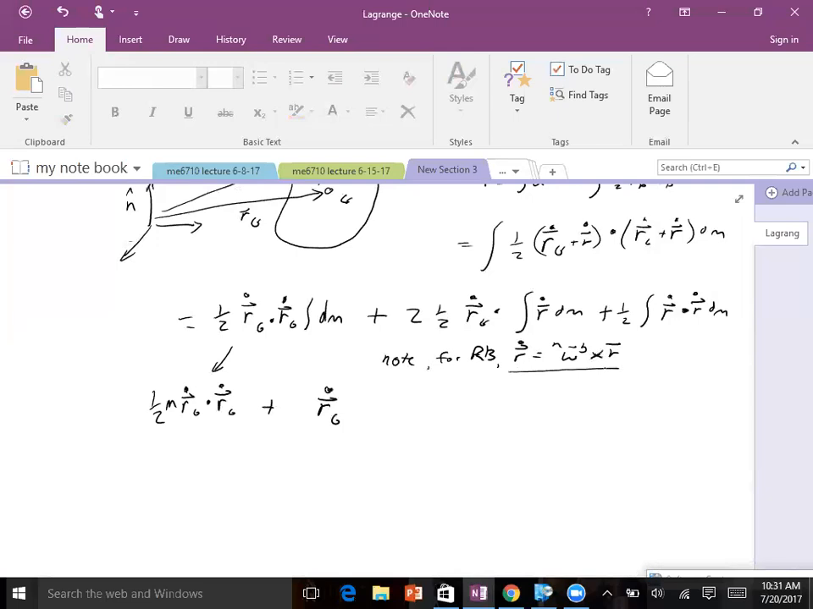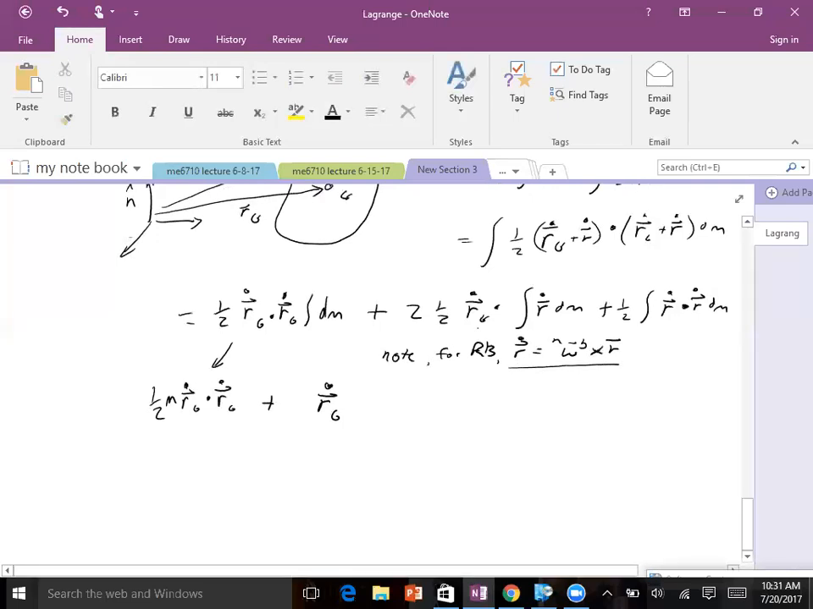The derivative is... Okay, my second term, I get 2 times 1/2. Now I'm doing the second term. 2 times 1/2, that's 1. R_G vector dot, dotted with now the integral of omega cross r. The omega is independent of the body, so I pull it out times the integral of r dm. That's cross. And then the third term is 1/2 integral of omega cross r dotted with omega cross r dm.